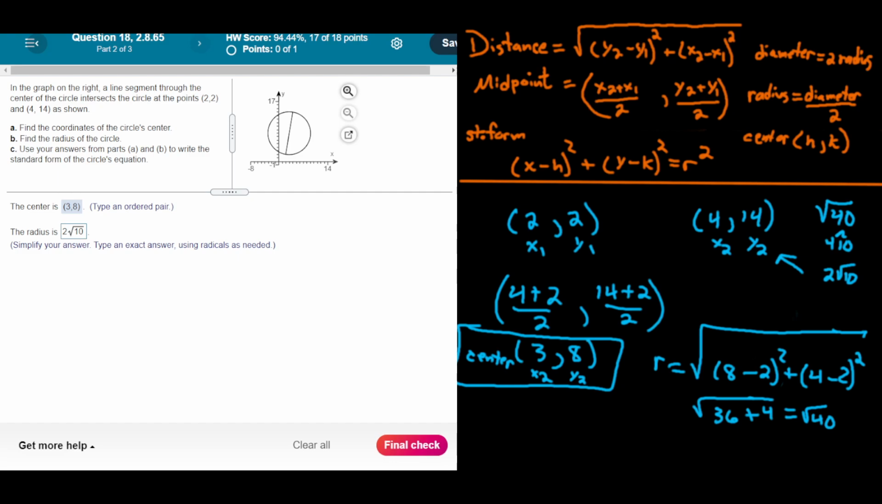Let me backtrack. This is our Y2. This is our Y1. So 8 minus 2 squared. And then we have 3 minus... Oh, why the heck did I put a 4 there? This is a 3. Oh, I know, because I took it from here. I told you guys not to take it from there, and then I went ahead and did it.